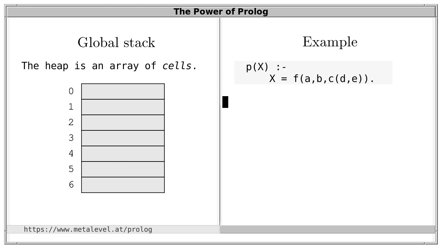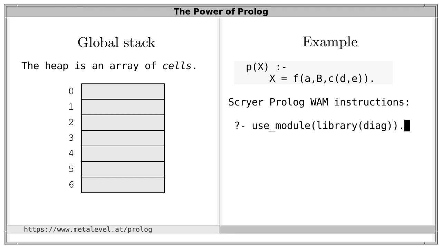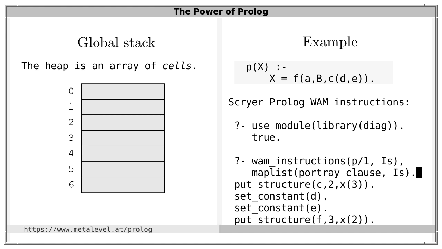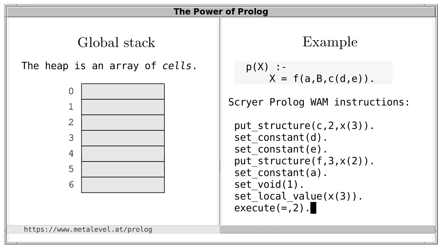So let's try a slightly different example where instead of this atom b here, we use the variable b. And also let's try it with Scryer Prolog, where we use library diag for diagnosis to get the WAM instructions of our predicate p as a list of instructions and print them with portray_clause. So here are the instructions emitted by Scryer Prolog. And what's notable here is that, first of all, Scryer Prolog uses different WAM instructions, such as put_structure instead of get_structure and so on.